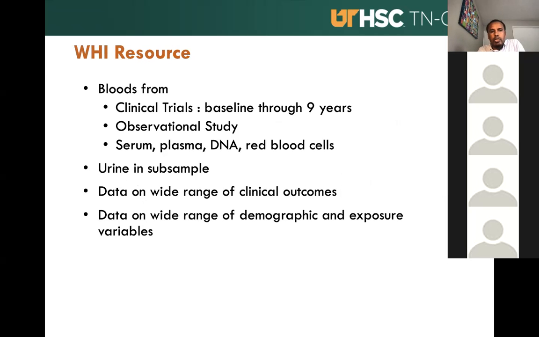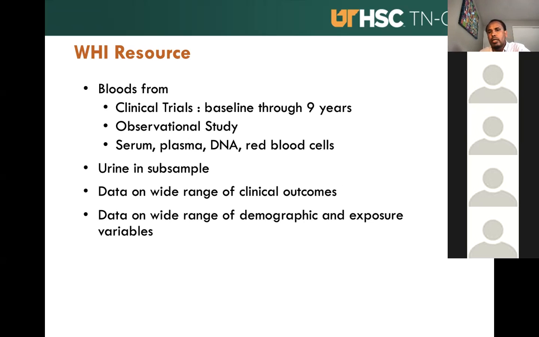The WHI has a lot of specimens: blood specimens, urine samples, and other data. The blood samples are available from the clinical trials, and the blood was collected from baseline through 9 years, and also from the observational study. They include serum, plasma, DNA, and red blood cells, and the like. A lot of specimens are available.